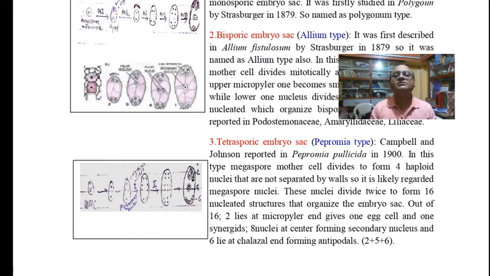a 16 nucleated structure, and this 16 nucleated structure is organized in this way: two lie at the micropylar end, one of them is the egg and one is the synergid; 8 nuclei at the center form the secondary nucleus; and 6 lie at the chalazal end forming the antipodals. That means very different structures have been discussed for the tetrasporic embryo sac.